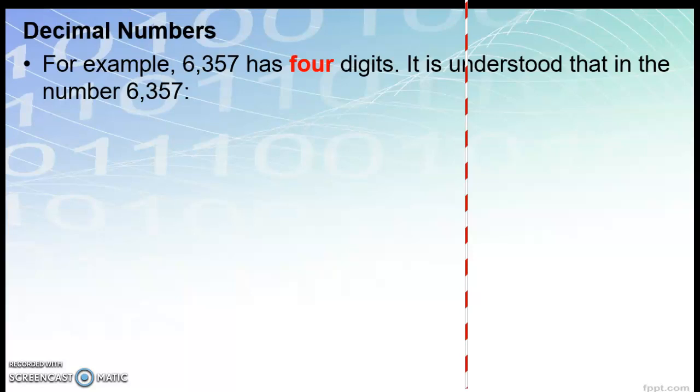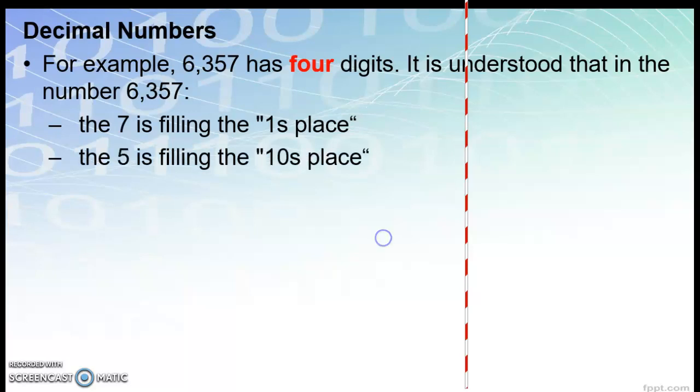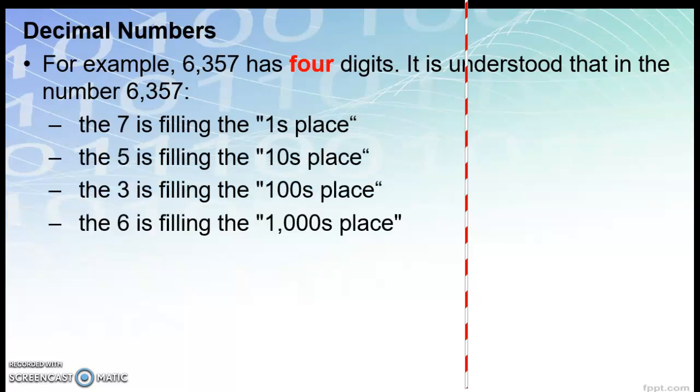Do we understand place value? Right, what does the 6 mean? That's thousands. What about 7? Ones. What about the 5? It's in the tens place. The 3 is in the hundreds place. And the 6 is in the thousands place.